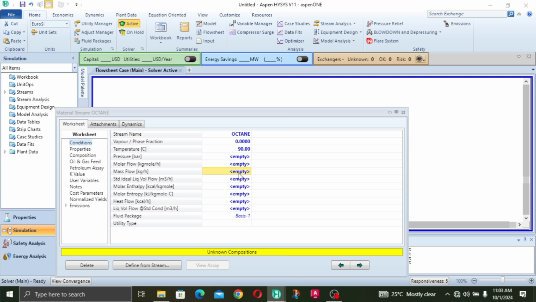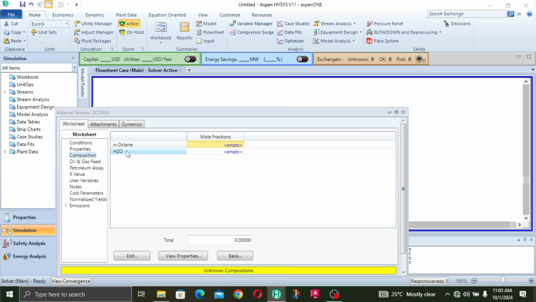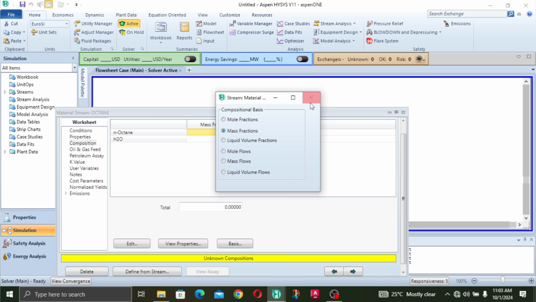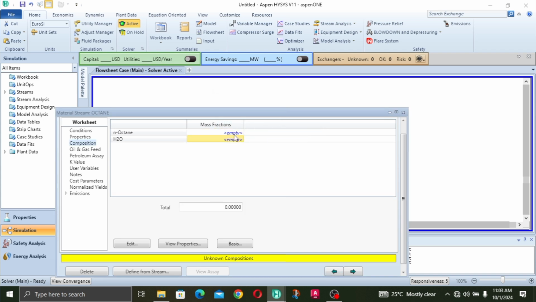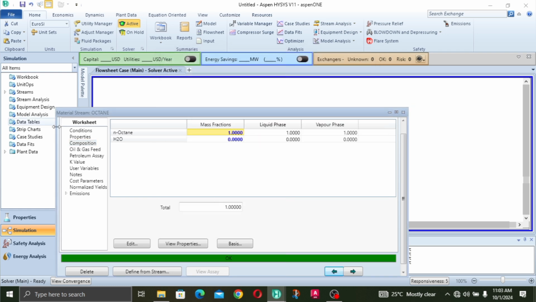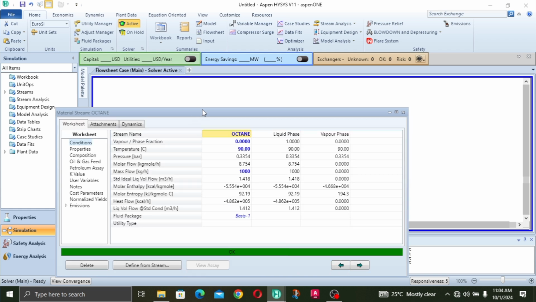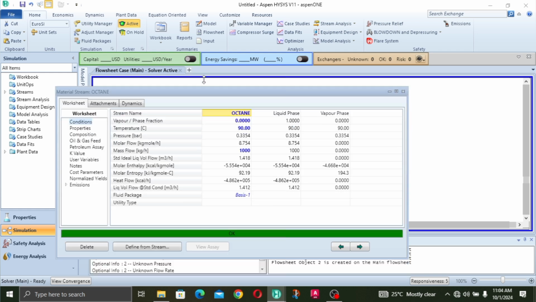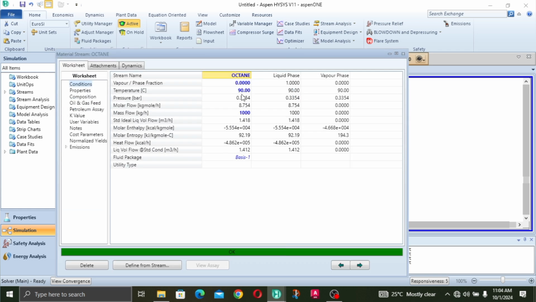Today we are working with mass flow also, 1000 kilogram per hour. That's our mass flow composition. Remember, it's a stream of octane, so 100% octane. But before that, we change our compositional basis to mass fractions. So octane, 1 rather, which represents 100%. And with that, we've successfully created our octane stream, and it's having a pressure of 0.3354 bar.